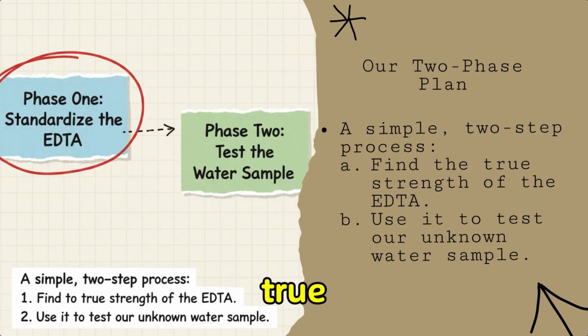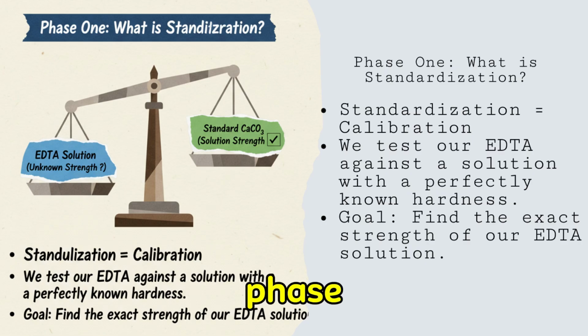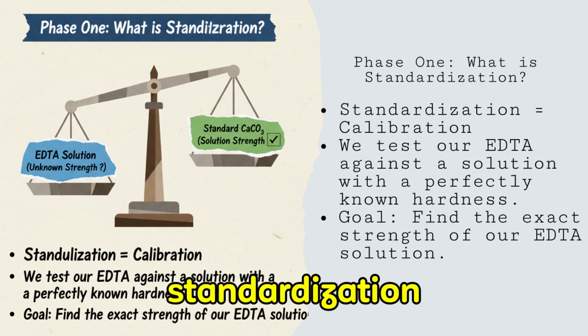First, we figure out the true strength of our EDTA solution. And second, we use that information to test our actual water sample. Let's begin. Phase 1. Standardization of the EDTA solution. Step 1. What is standardization?